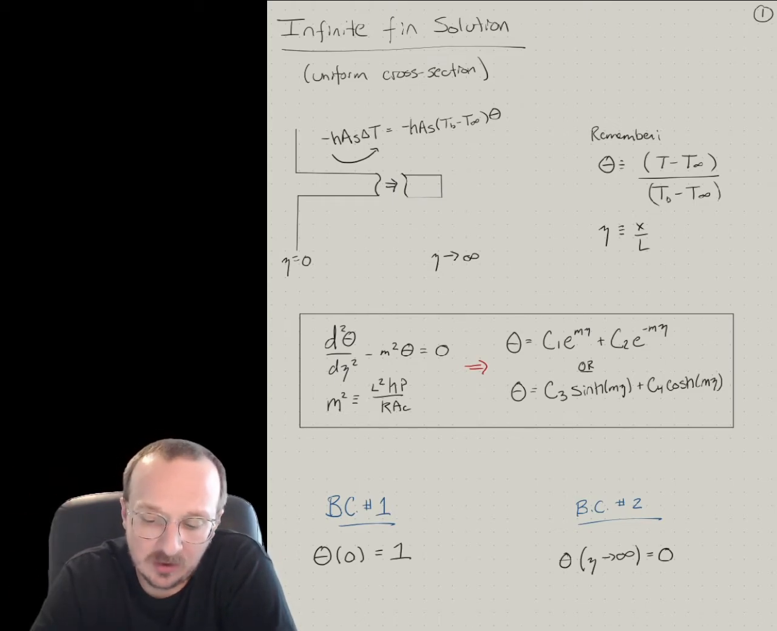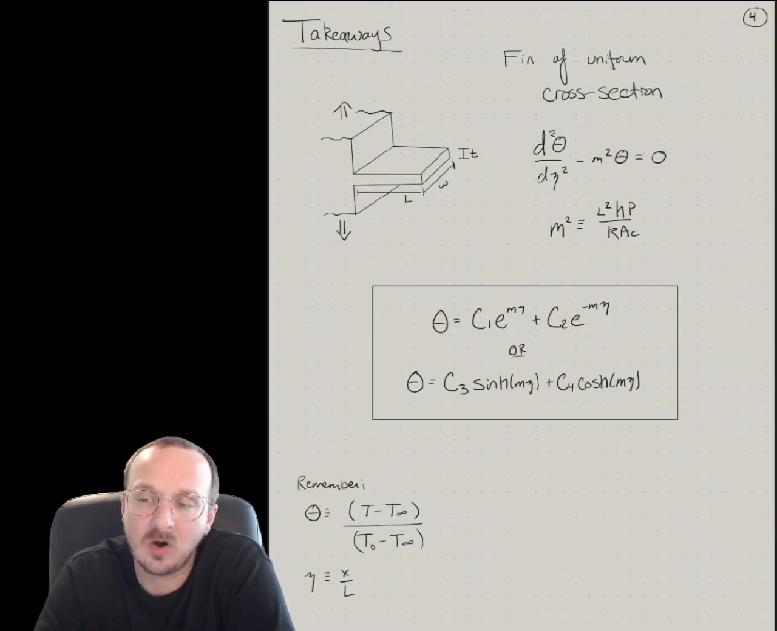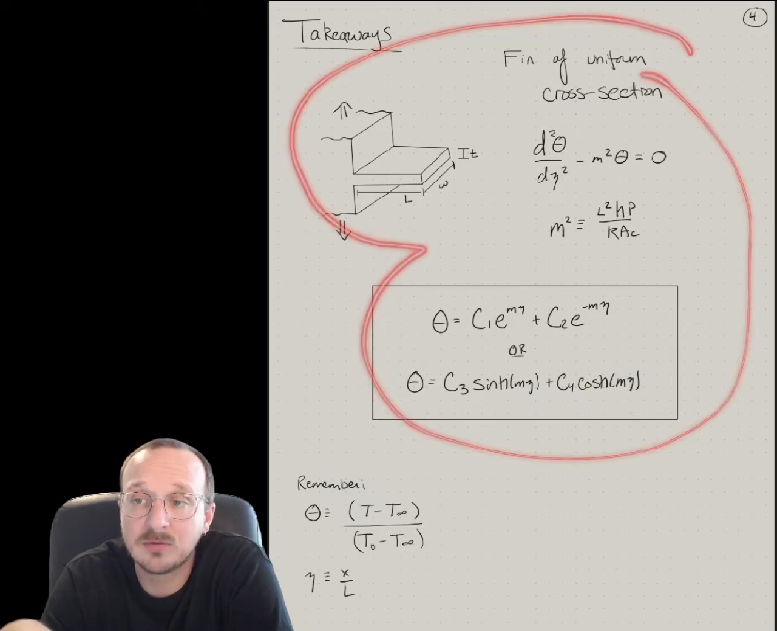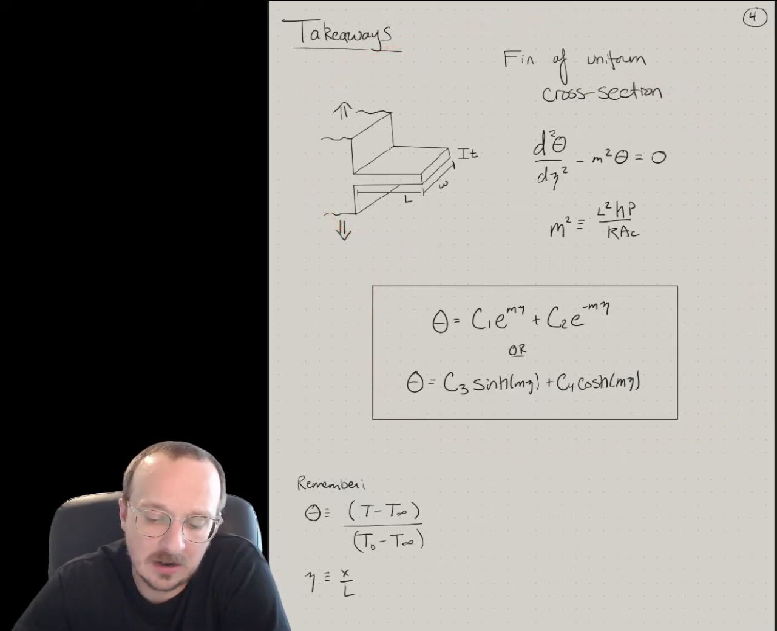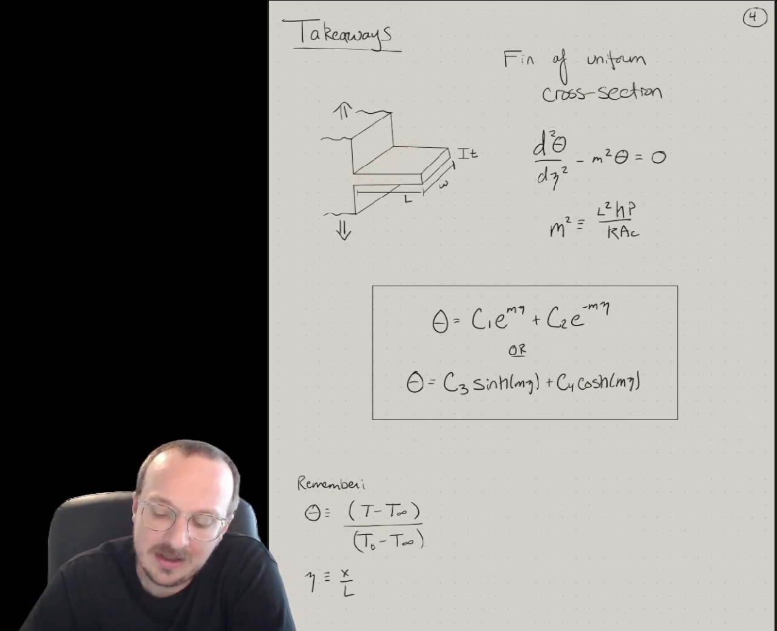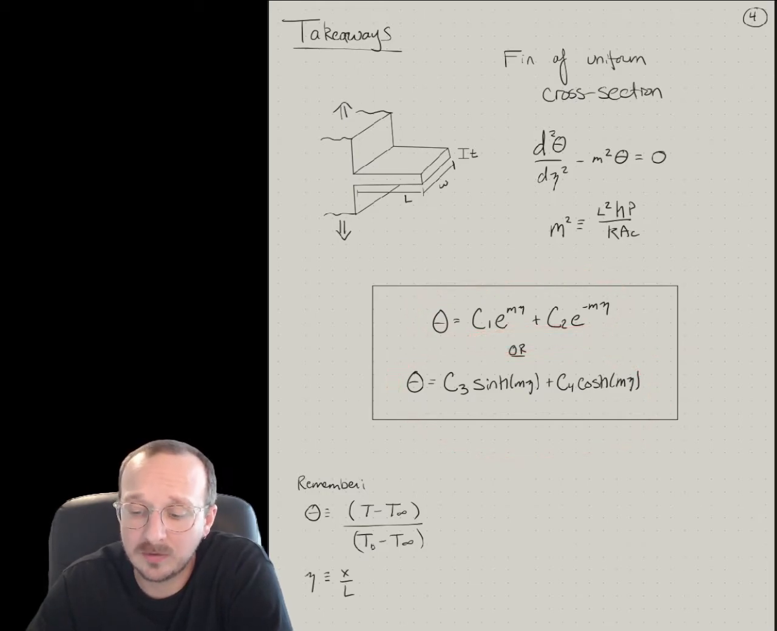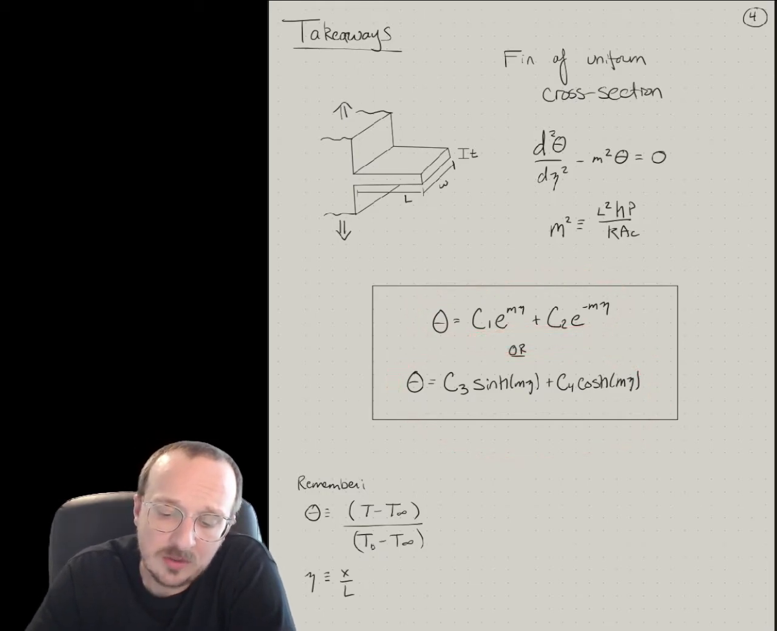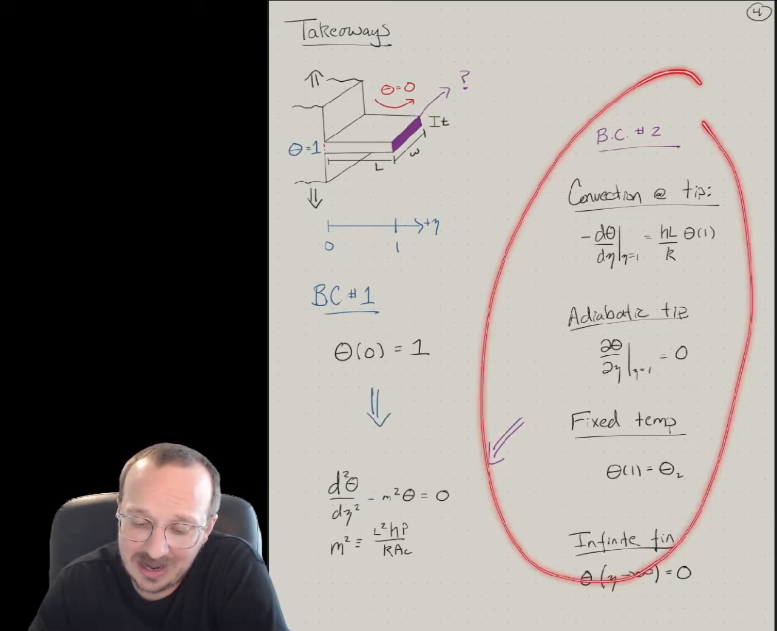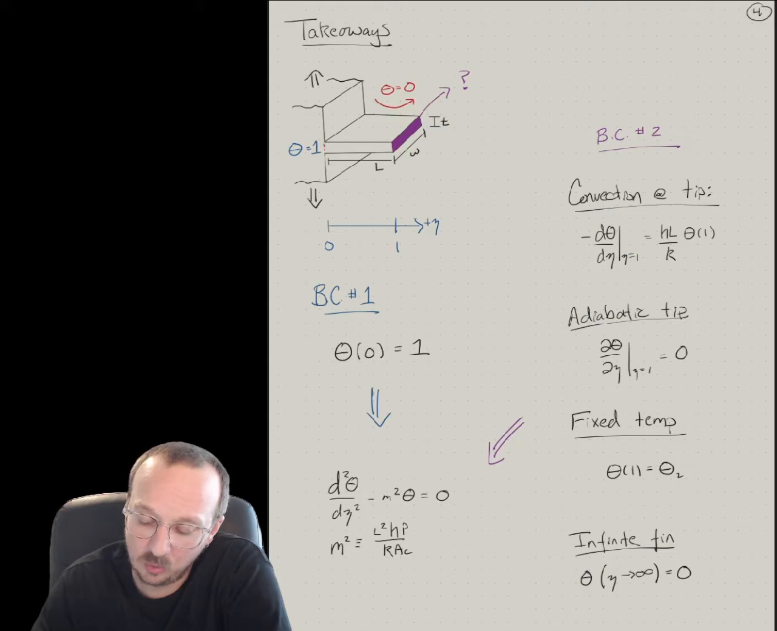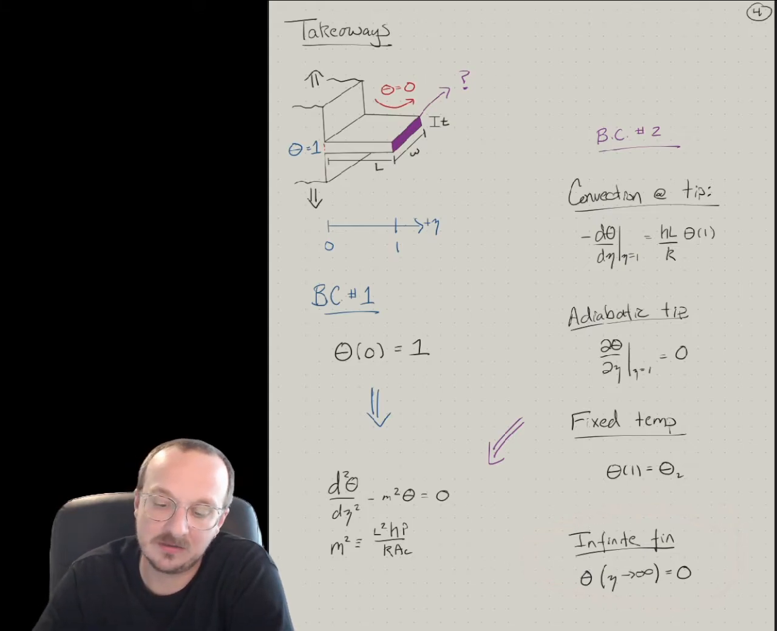So in the previous videos, first we talked about the differential equation and the solution for a fin of uniform cross-sectional area. So we've got this fin and it's got a uniform cross section. This would be like a square coming down as an example. The solution is a sum of exponentials or hyperbolic sines and cosines. Pick whatever you want. We then talked about the different boundary conditions you can have. We need one at the base and one at the tip of the fin. And so we're going to talk about the infinite fin solution here.